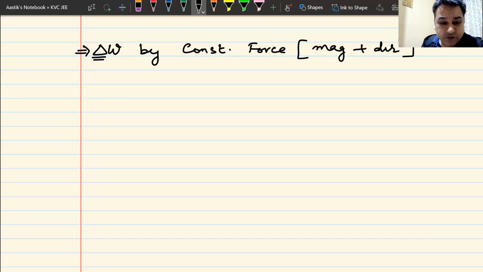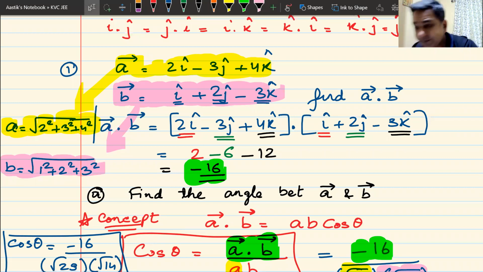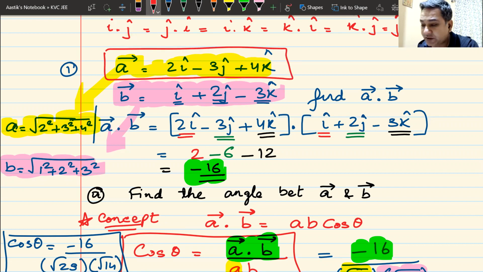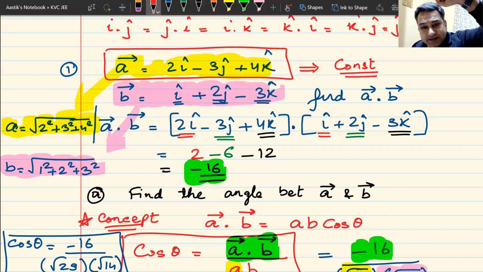For example, if I go back to the previous question, look at vector A. If this vector A was a force vector, 2 is constant, 3 is constant, the force is constant, this is a constant vector. If this was a force vector, this is an example of a constant force. Do we understand this? Any force of this nature is a constant force. In our discussion, gravitational force exerted by Earth on other bodies will be taken as a constant force.